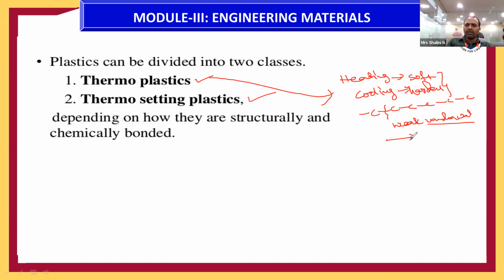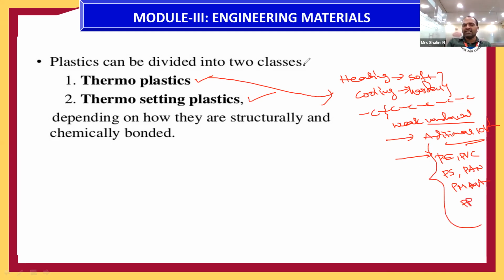So all these polymers are addition polymers. The best examples of thermoplastics are polyethylene, polyvinyl chloride, polystyrene, polyacrylonitrile, PMMA (polymethyl methacrylate), and polypropylene, etc. Thermoplastics are easily remolded, and the scrap of thermoplastics can be reused.